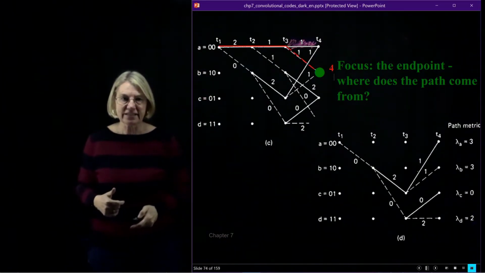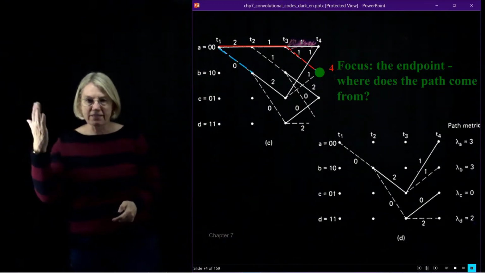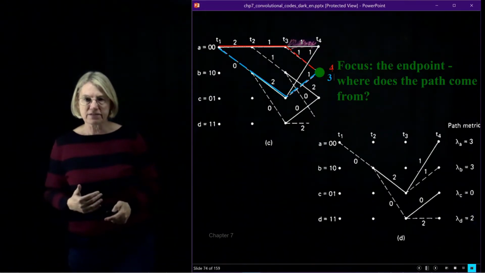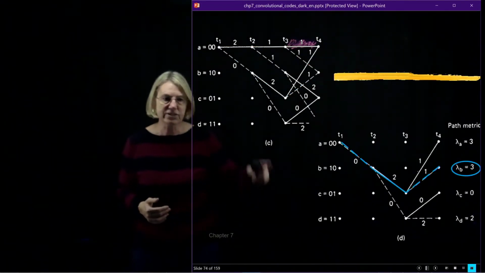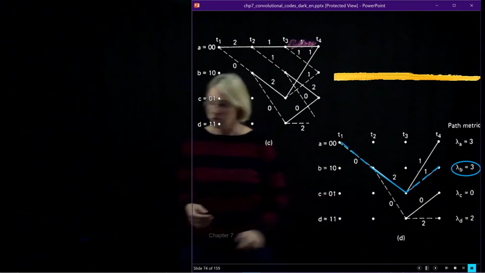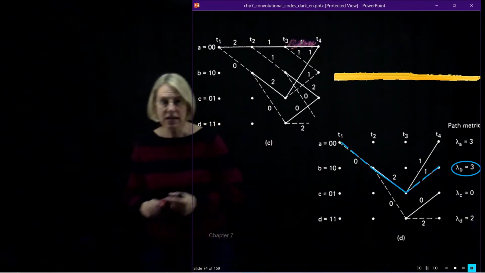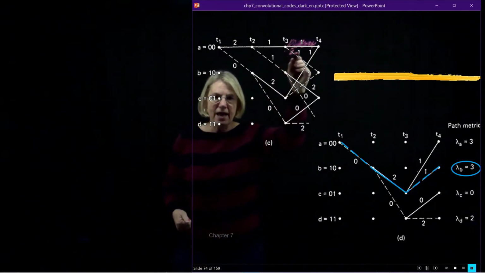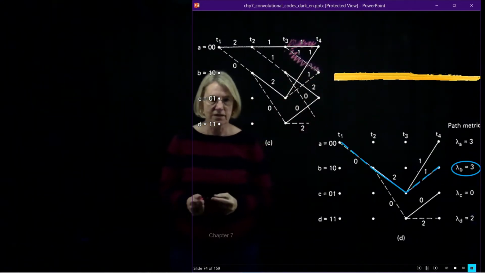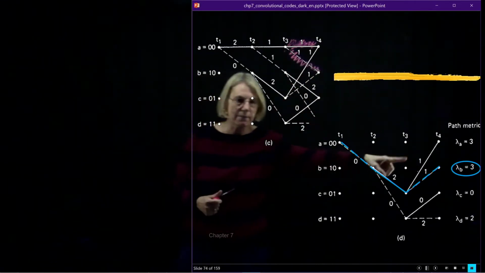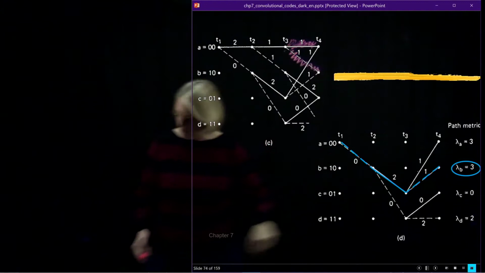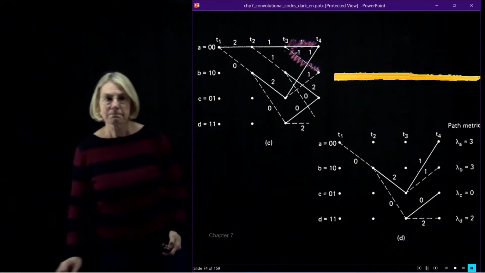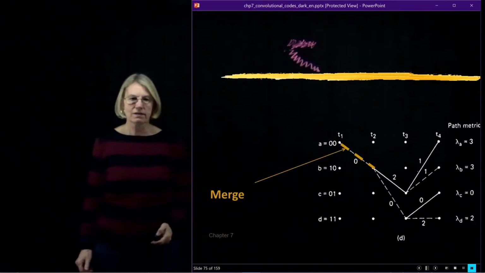And so I calculate the distances for each one. Upper path, distance 4, lower path, distance 3. Once again, I choose the lower path. And so once again, I eliminate the path that lost. I prune it away. And so you'll see that coming into here, there's nothing there from that path. I go down to the next one.